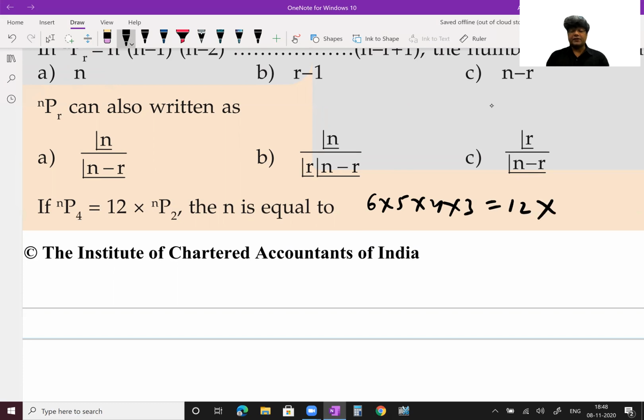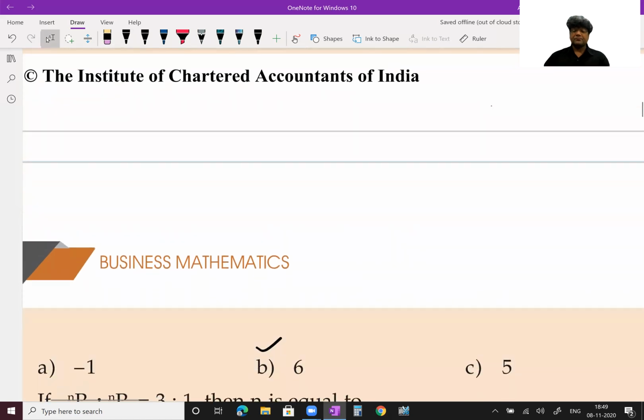Is equal to 12 into 6p2. 6p2 means starting from 6, 2 numbers. That is 6 into 5. Check whether both sides are equal. 12, 4 into 3 equal. 6 into 5, 6 into 5 equal. That means this option is satisfying the given equation. So this is the answer.